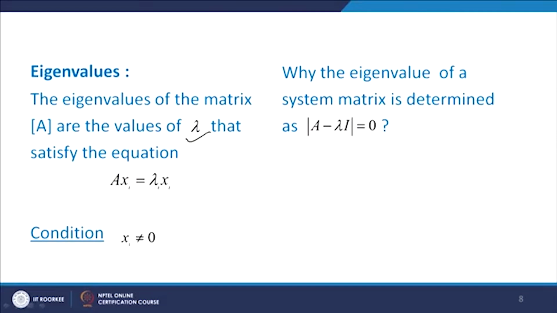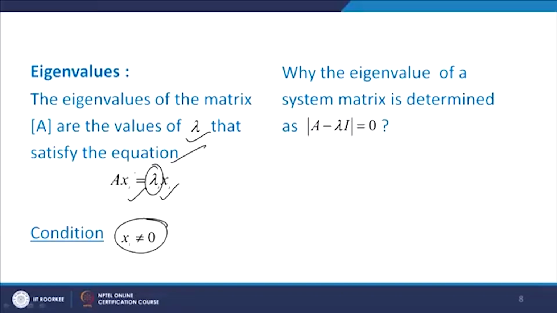Now how to define eigenvalues? Eigenvalues of a matrix A are the values of lambda that satisfy the equation A xi equals lambda xi, and as I told, xi should not be equal to 0. So this is the definition of eigenvalues, and here lambda i is the eigenvalue. That means A operated on X is stretching of the vector, the length has been increased. The factor which helps in stretching is called the eigenvalue, and X is the eigenvector.